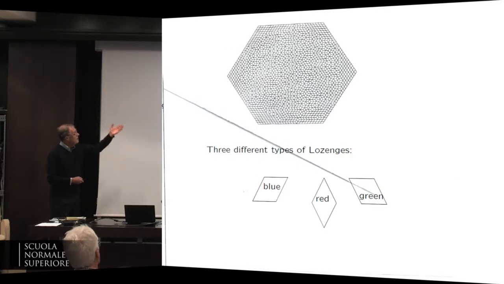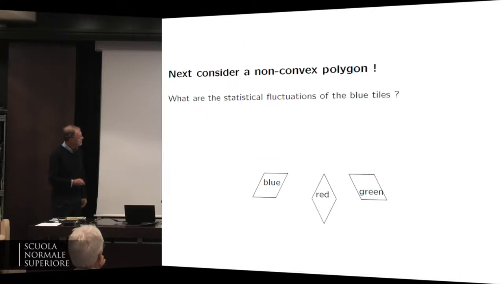Yeah, so as I already mentioned, we want to tile this with three different types of lozenges. I give them a color, it's easier to think about: blue, red, and green. And I think the next slide, yes. So as I said, for the hexagon, everything is known.